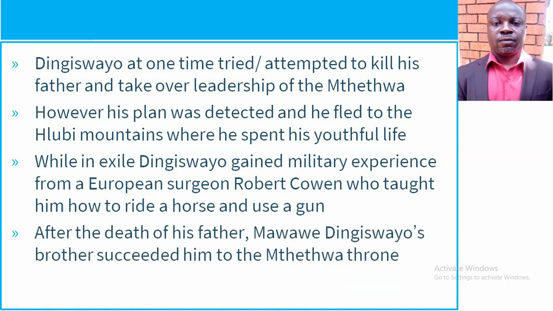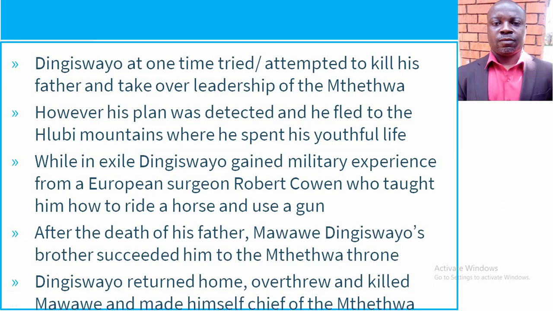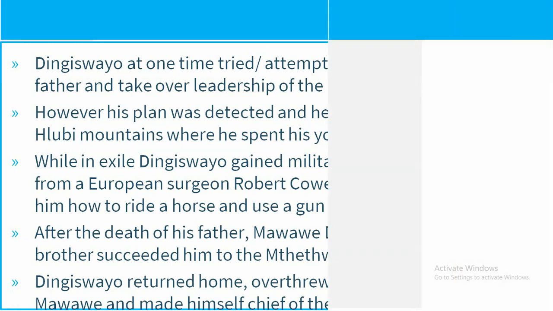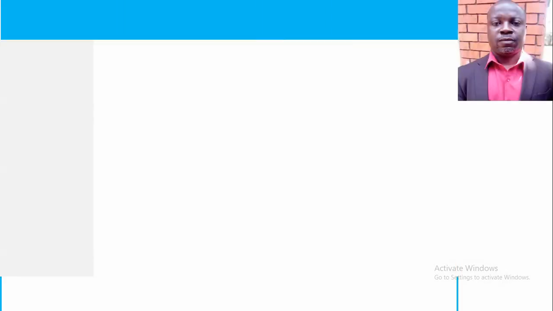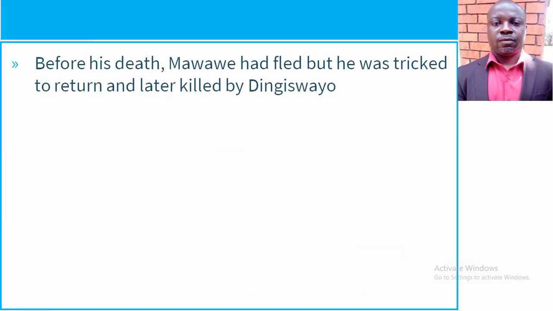Now, after the death of his father, Mawawe, Dingiswayo's brother, succeeded the Mthethwa throne. We've also talked about this, that when Jobe died, it was Mawawe that succeeded him. But later on, Dingiswayo came back from the Hilubi Mountains and killed Mawawe and took over the leadership of the Mthethwa Kingdom. Now, Dingiswayo returned home, overthrew and killed Mawawe, and made himself chief of the Mthethwa. So we have talked about this. Here we are with this other information.